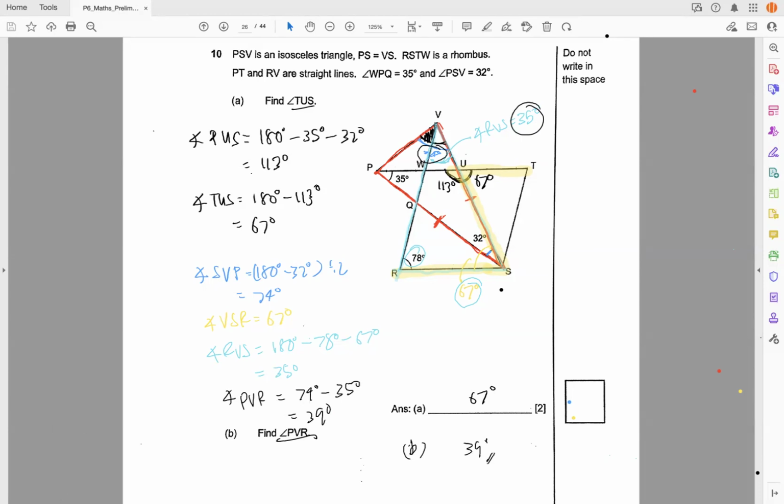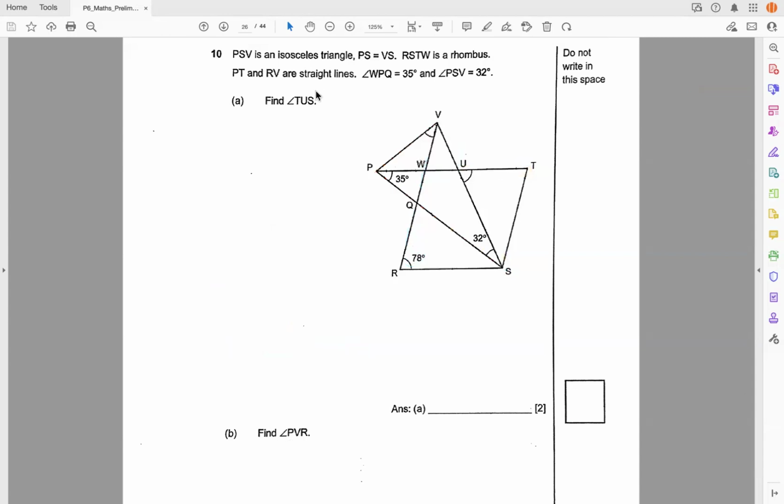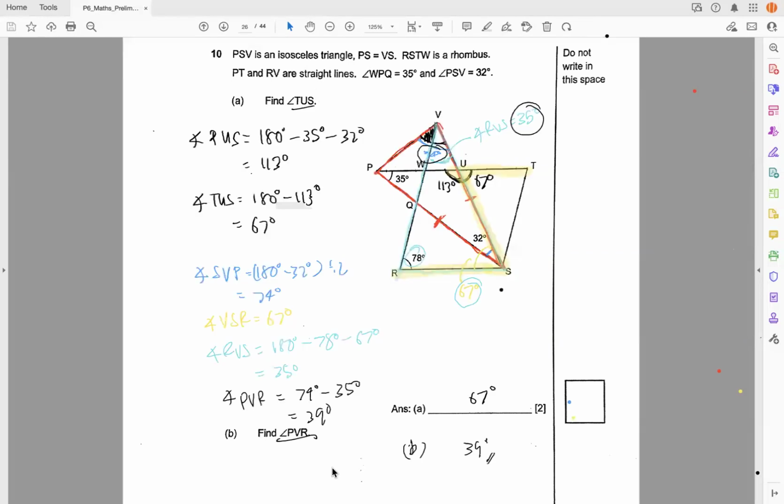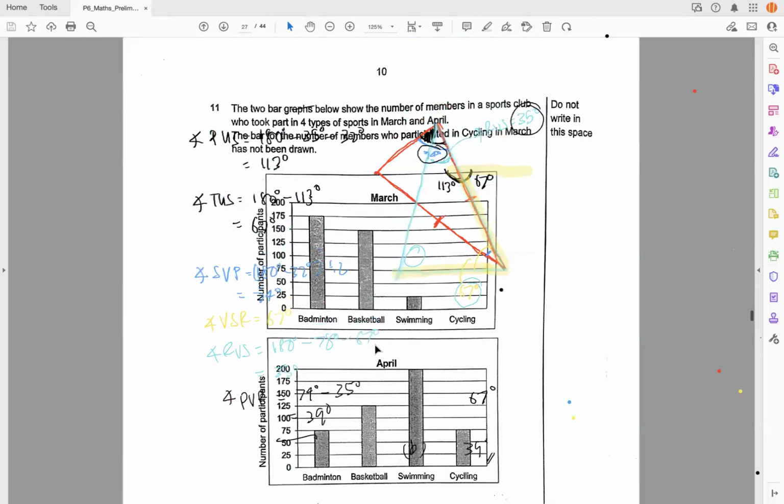Any question? Any question? Okay. I'm going very slowly with these angles. Hopefully, if you have any question, do tell me. I can repeat. Oh, sorry. Okay. Let's go on to the next question.